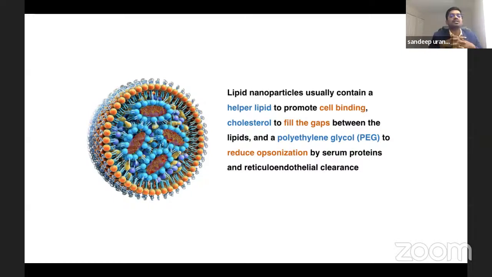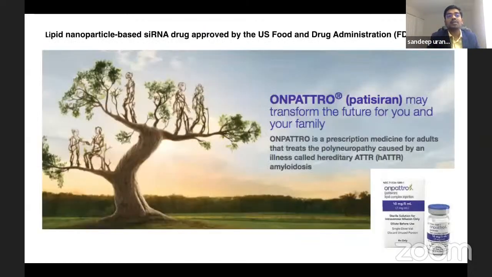Selection of this carrier system by Pfizer and BioNTech didn't happen by chance. It was a long road before optimizing this formulation for nucleic acid delivery, which is perhaps best exemplified by the development of Patisiran. Patisiran is a lipid nanoparticle-based siRNA drug delivery system approved by the US FDA in 2018. It is used for the treatment of polyneuropathy caused by the illness called hereditary ATTR amyloidosis. This knowledge has certainly contributed to the rapid development of the COVID mRNA vaccine.